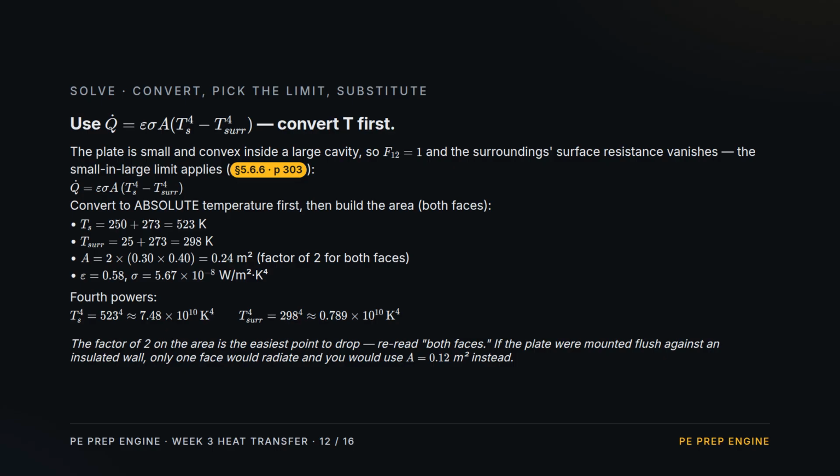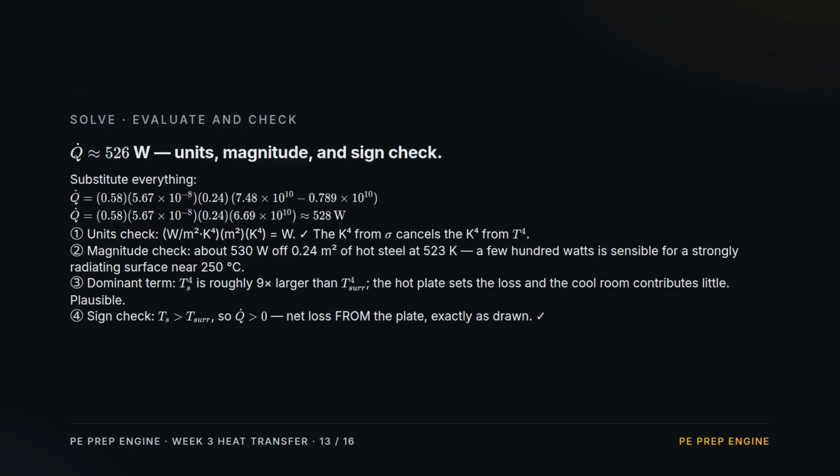250 Celsius is 523 Kelvin. 25 is 298 Kelvin. The area, doubled for both faces, is 0.24 square meters. Take each fourth power separately before subtracting. Substitute and multiply through. Q dot is about 528 watts.